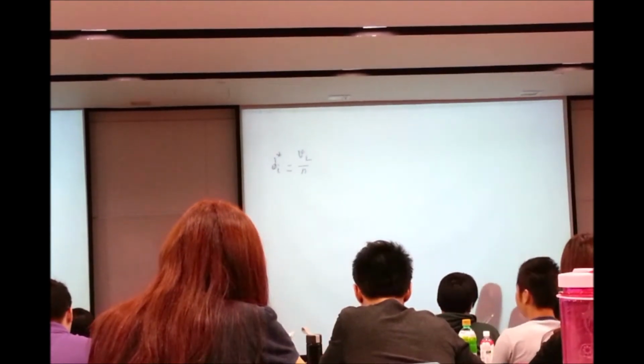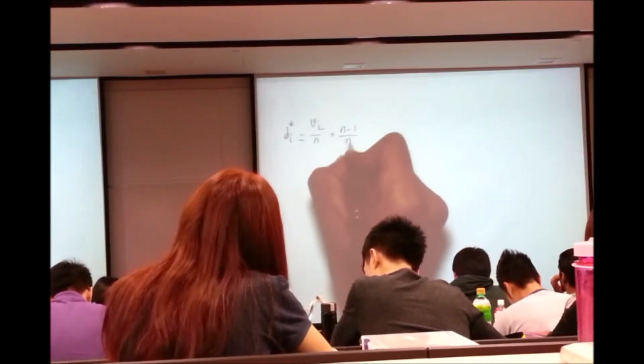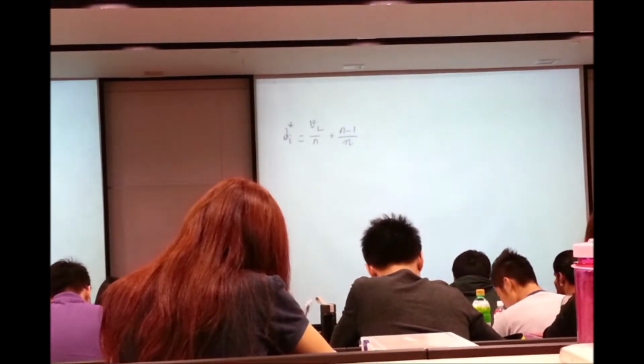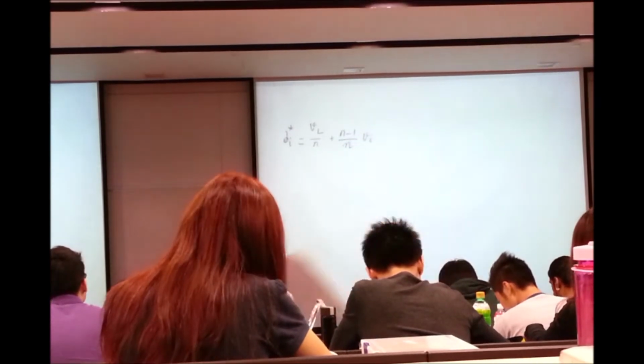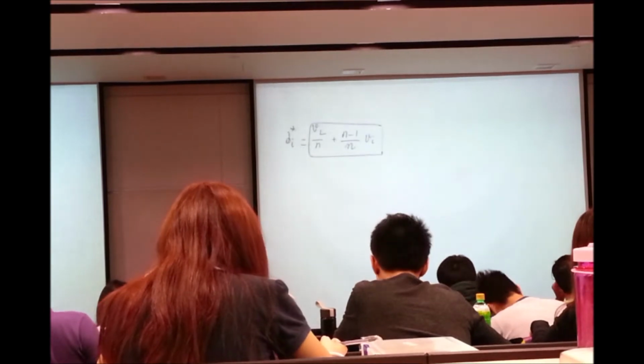B1 star, for any bidder, is VL over n, plus n minus 1 over n times V. This is the optimal bidding strategy in the general case.